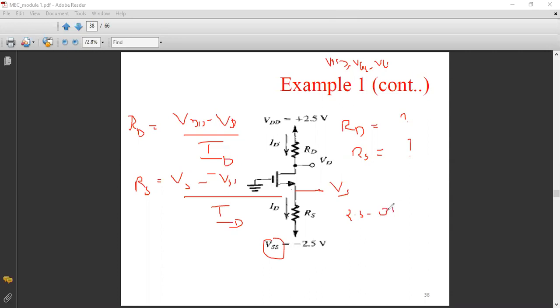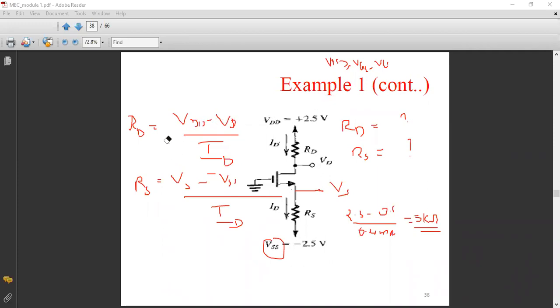Minus 0.5 divided by 0.4 milliamps. So your answer will be in kilo ohm, because you have taken the current as milliamps, right? So the answer will be in kilo ohm. So it will be 5 kilo ohm. I hope everyone has got it. Everyone got the answer for RD.